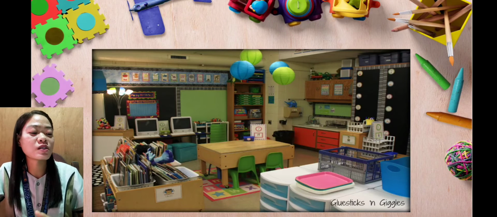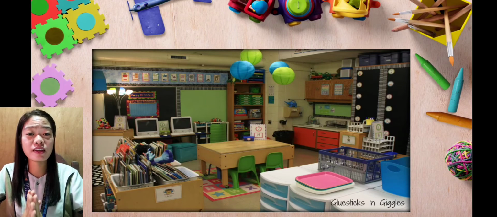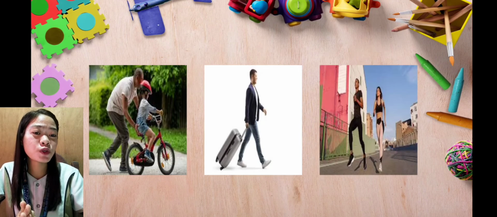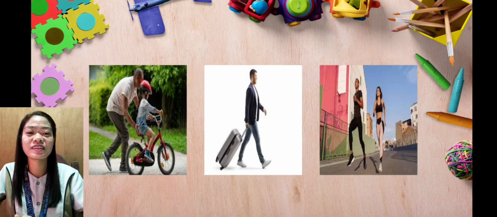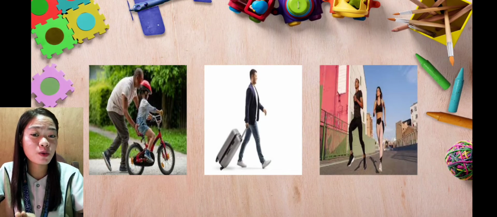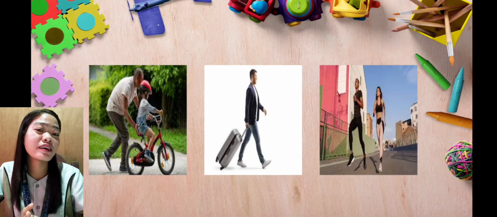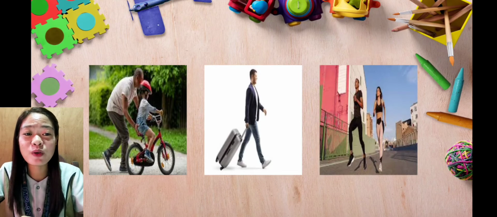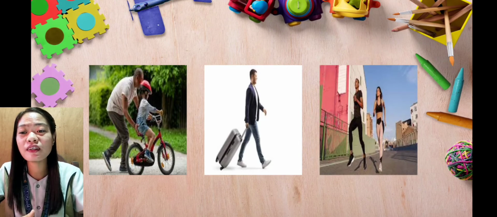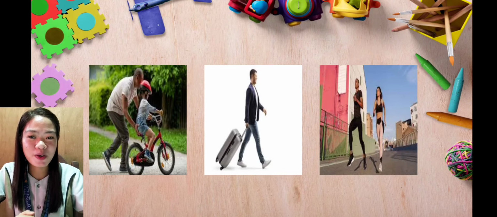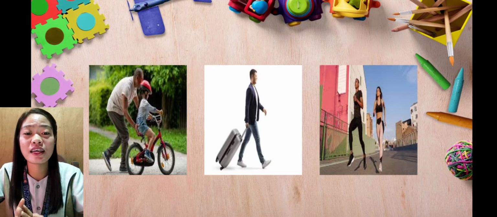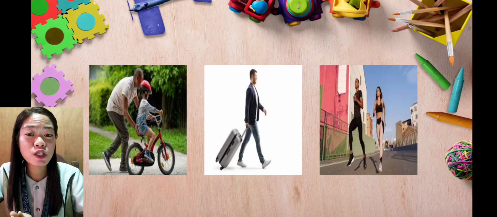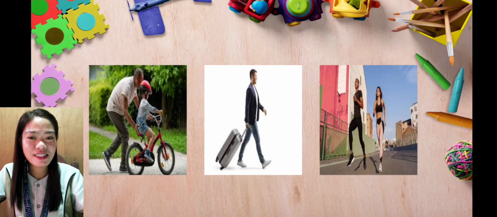Very good. So now, I have here a set of pictures and you observe it. And for the first picture, what did you observe? Okay, the girl wants to learn how to ride a bike, and his dad pushed it to move forward. Okay, very good. And for the number 2, what did you observe? Okay, very good. The boy is pulling his bag. And for the number 3, or for the last picture, it is jogging.